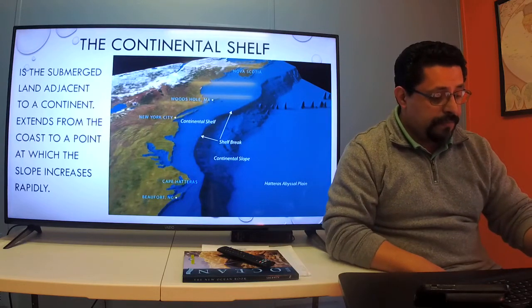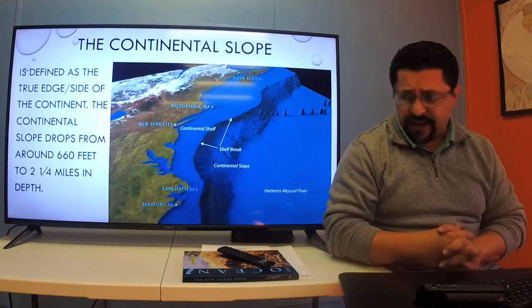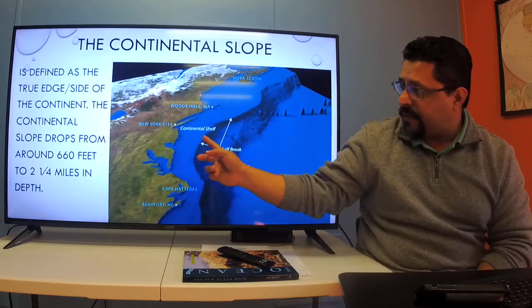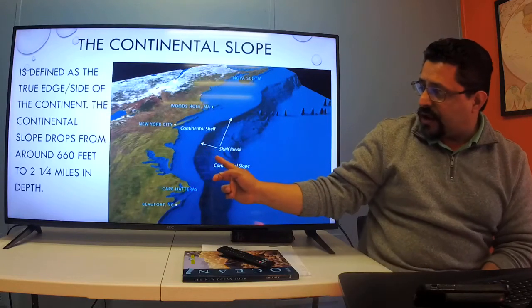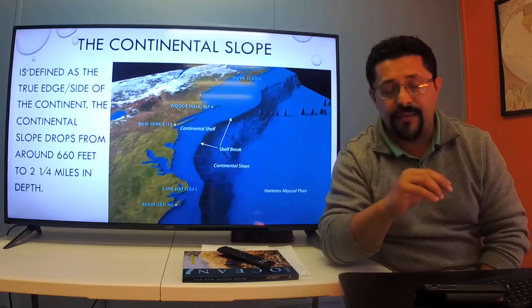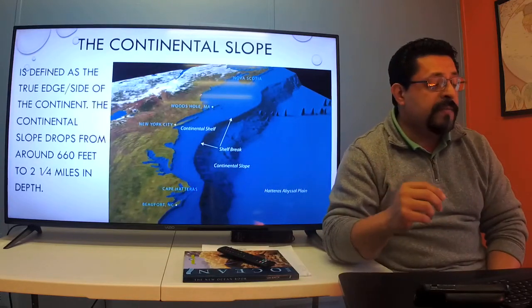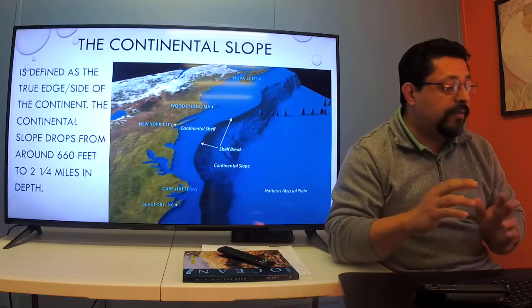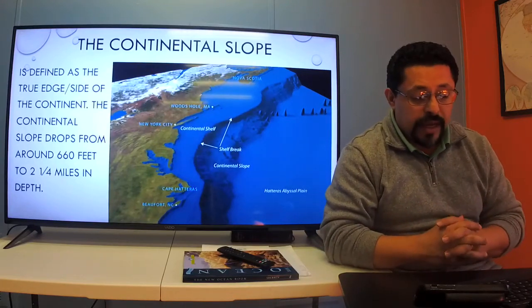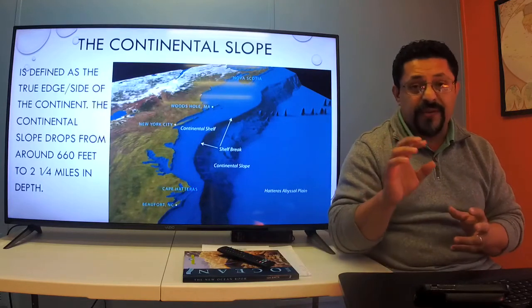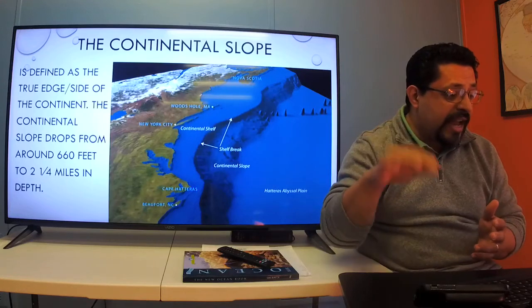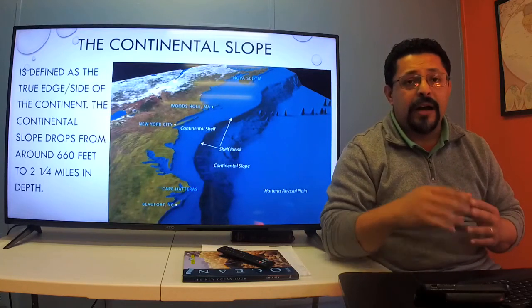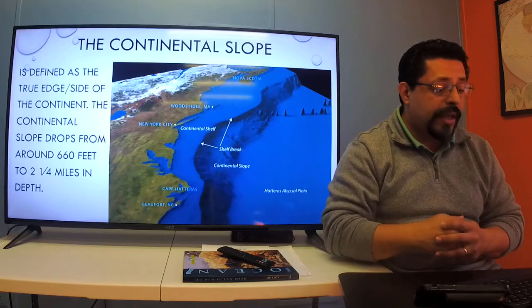Great. Let's continue. Now we have the continental slope. Once again, you see the shelf break, it says here, but this is the continental shelf here. Then it breaks and it just starts a downward slope. In some places it goes down very, very rapidly. In others it does not. But it is defined as the true edge or the side of the continent. The continental slope can drop from around 650 feet in some places, and in others it can go down into the ocean at about 2 1/4 miles in depth.